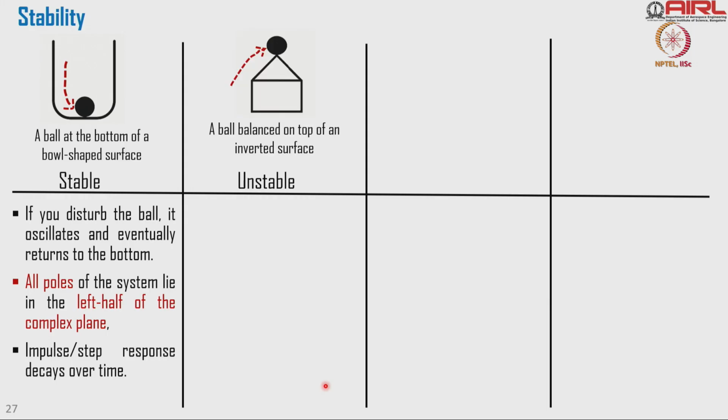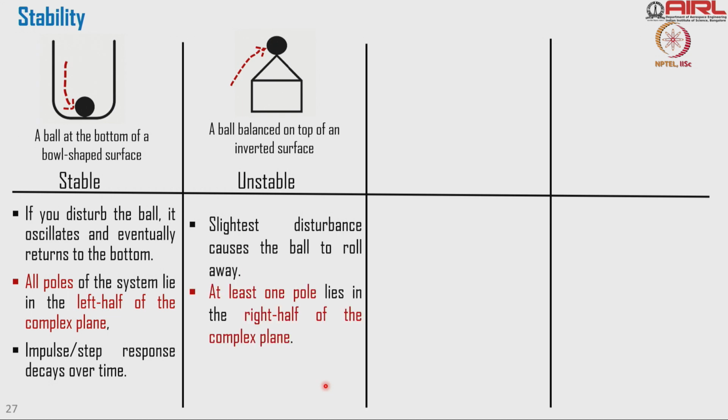Now if you look at a ball kept on top of a cone, the equilibrium point looks stable, but even a small perturbation, what will happen? The ball rolls down and moves away. A slight disturbance takes it out of the equilibrium point, the ball rolls away, it is unstable. At least one pole lies in the right half of the complex plane. You can have another condition: more than one pole on the imaginary axis will also become unstable. The response grows unbounded.